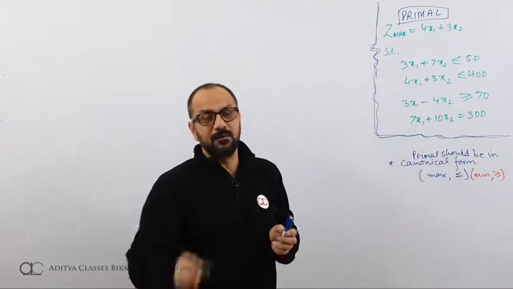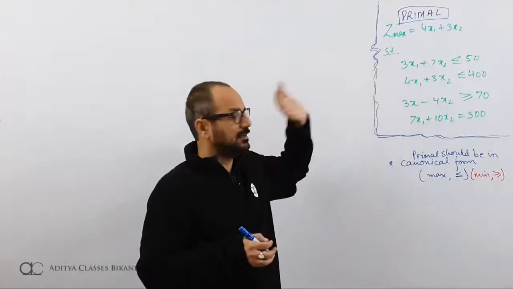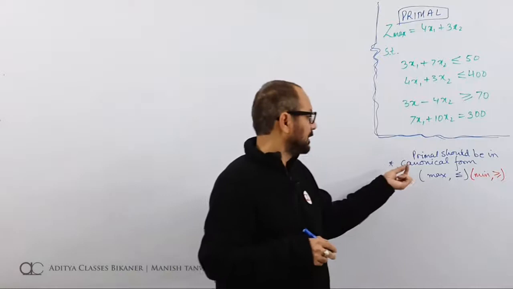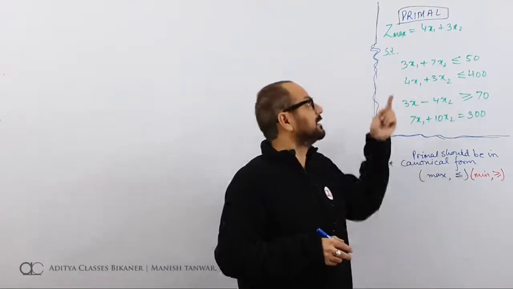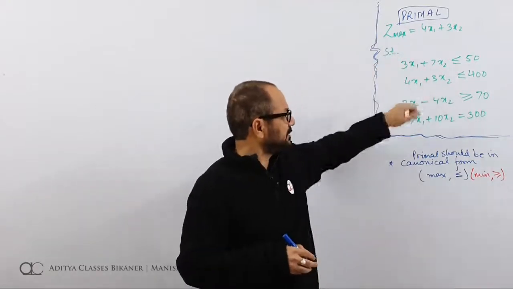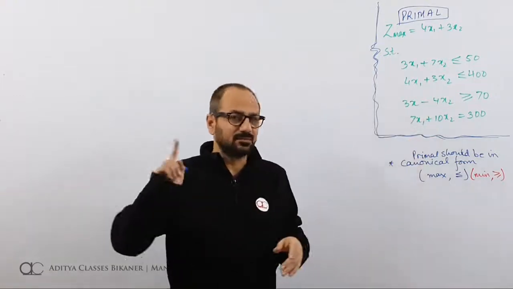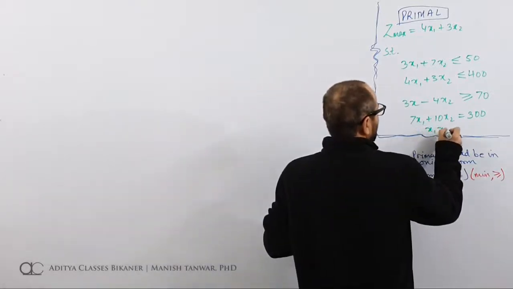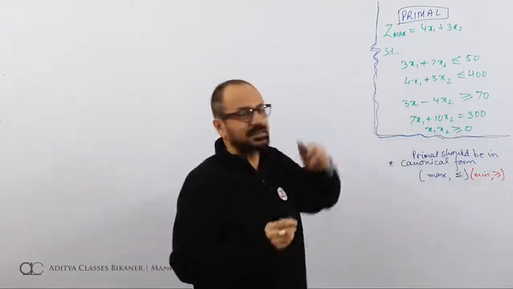This is canonical form. Before you embark on the journey of converting the primal into dual, this is the first prerequisite: the primal should be in canonical form, Z max with all less than, or min with all greater than. We have a max, so everything should be less than. The first constraint is less than, okay. The second is less than. The third is greater than, not accepted. The fourth is equal to, not accepted. Also, in this formulation there would have been x1 and x2 greater than or equal to 0.